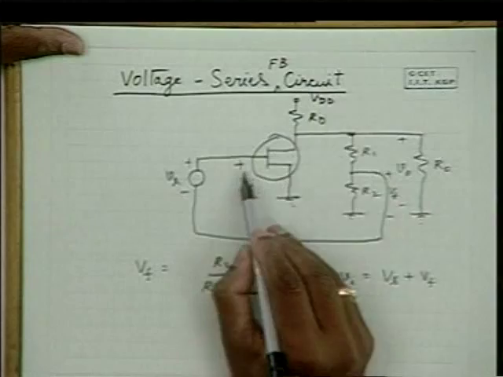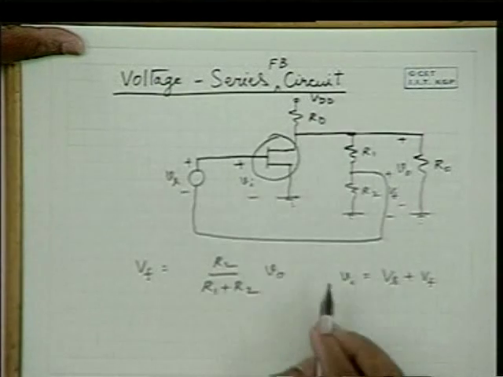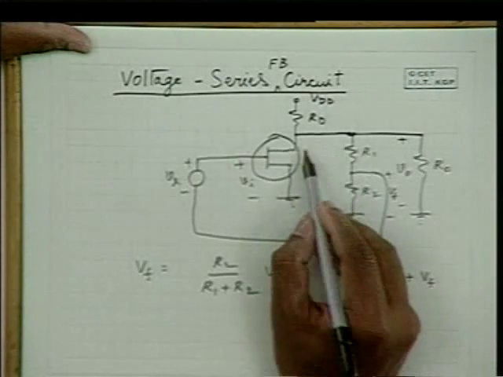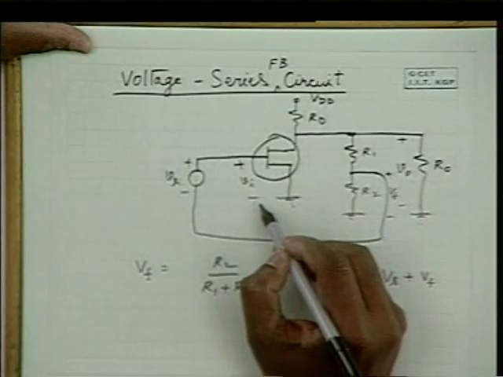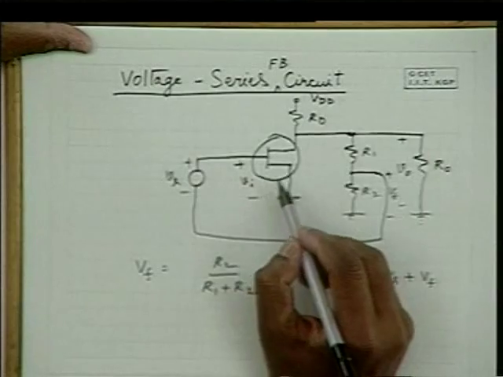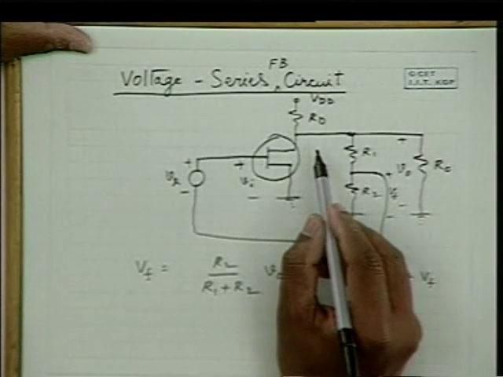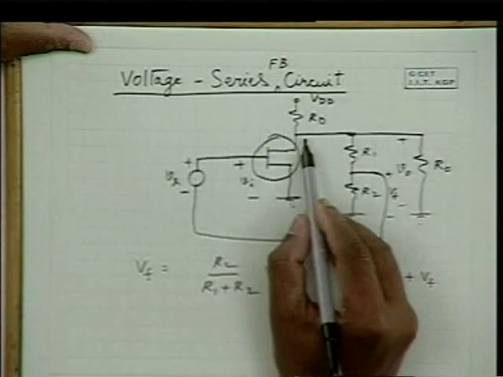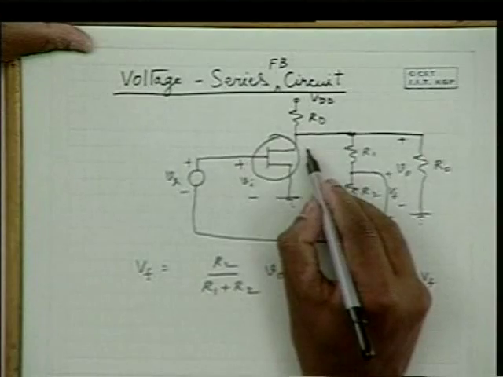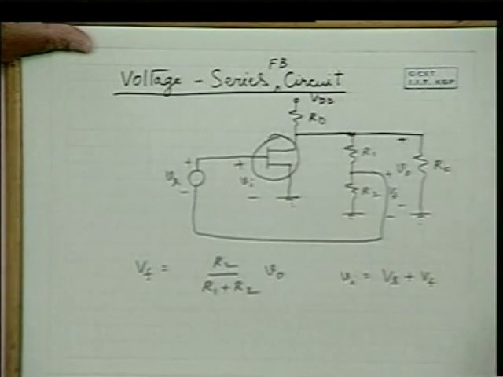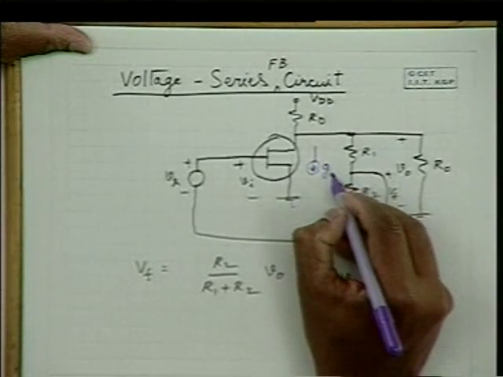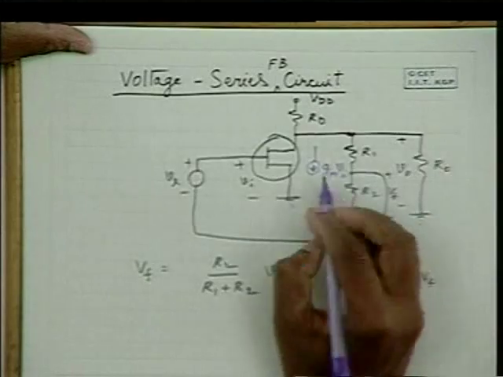In the equivalent circuit you have a current source, Gm times Vi, as the output current source, and that one goes through Rd, R1 and R2, and R0. So this is the output current, Gm times Vgs, or Gm times Vi.